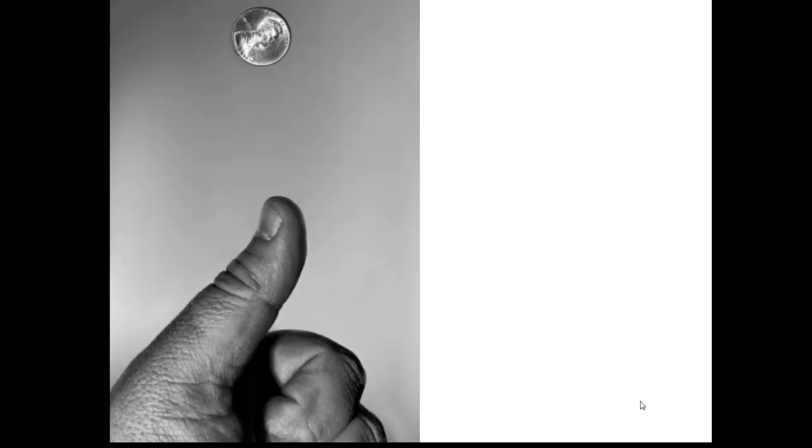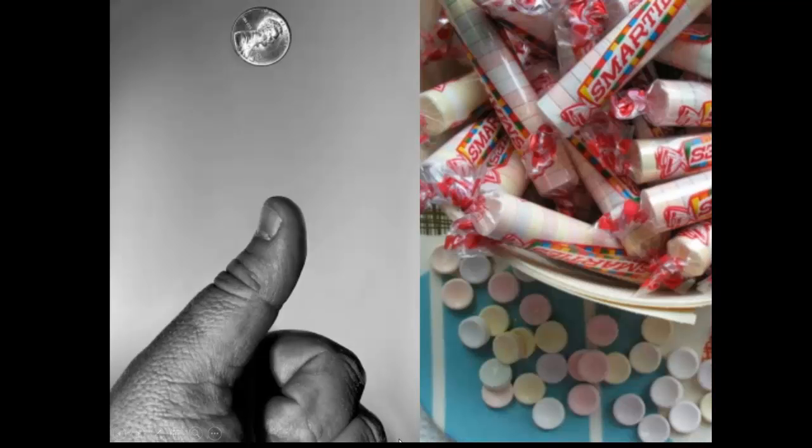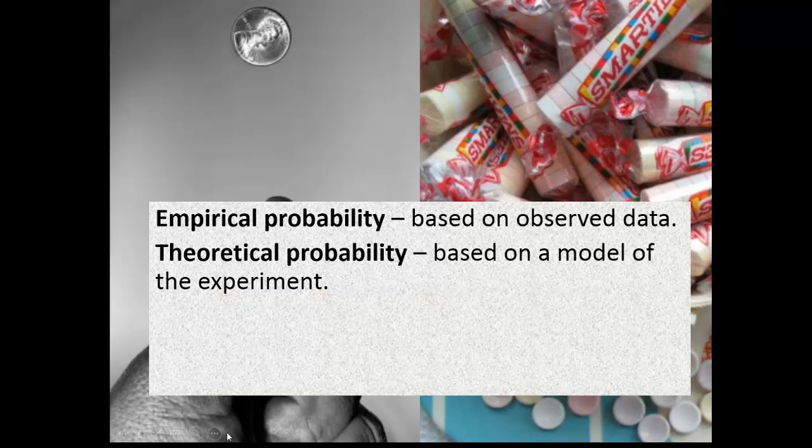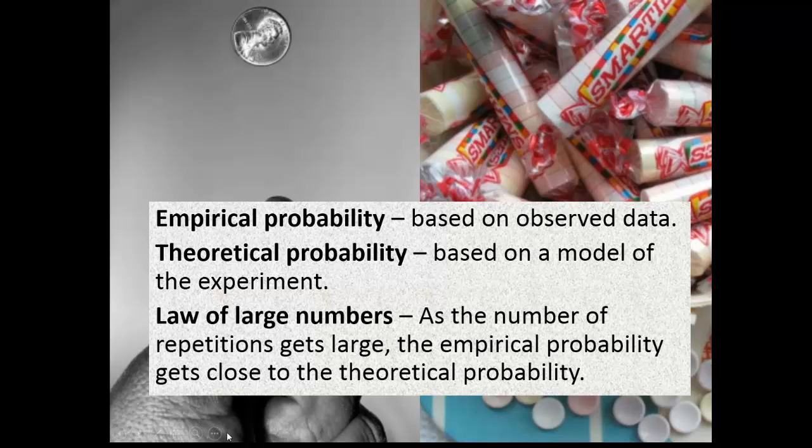If you did the in-class activity for probability, you flipped coins and dropped candies on plates. One goal of the activity was to distinguish between empirical probability, which is based on observed data, and theoretical probability, which is based on a model of the experiment. The law of large numbers tells us that as the number of repetitions of an experiment gets large, the empirical probability gets close to the theoretical probability.